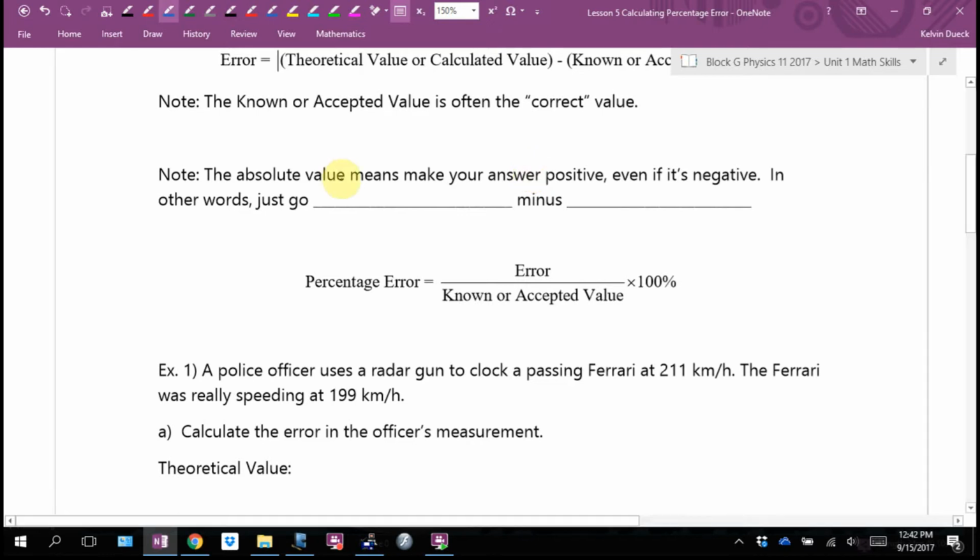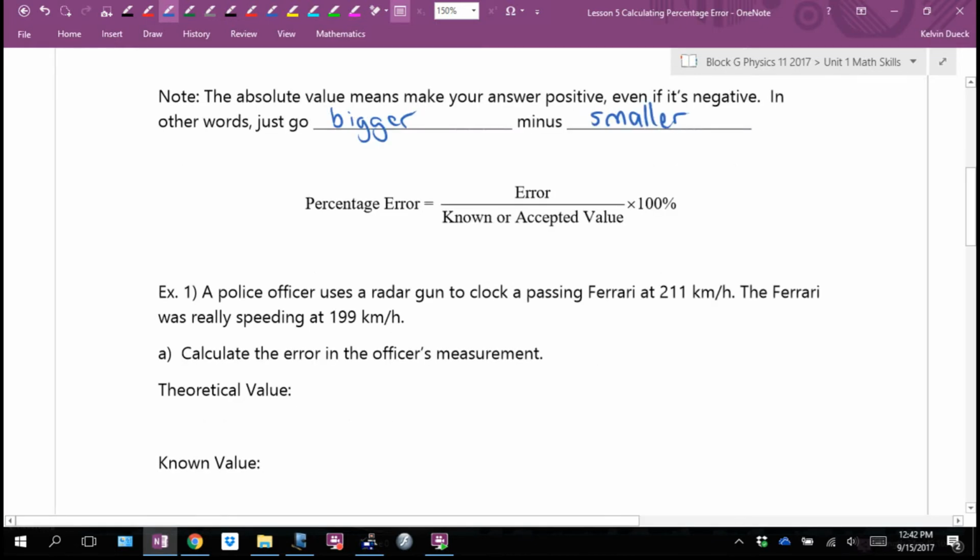So in other words, if you want it to be positive in the first place, you can always get in the habit of going the bigger number minus the smaller number. I'll probably do that without even thinking about it. Habit. Okay? We're going to come back to percentage error in a second, but we're going to go to example 1.